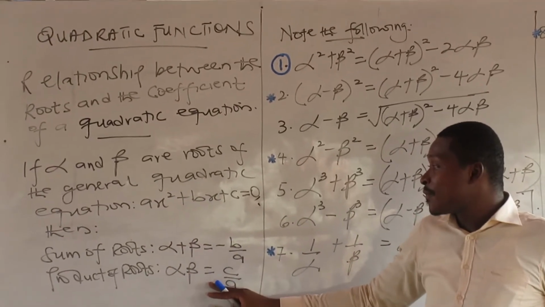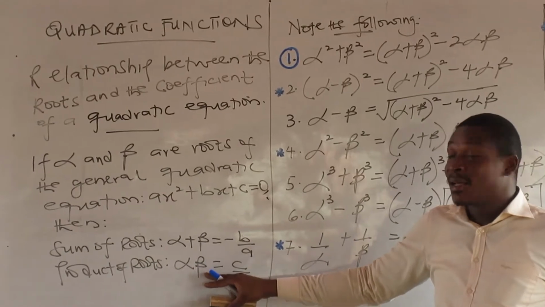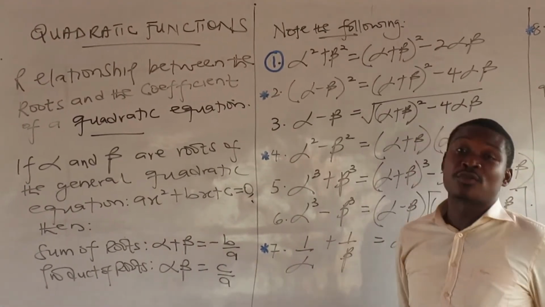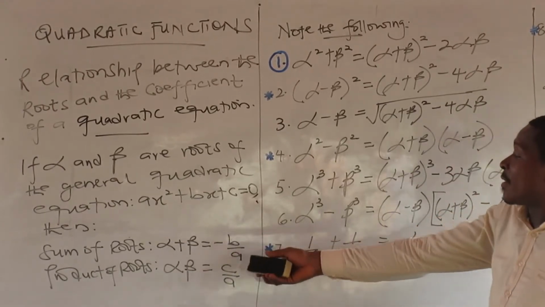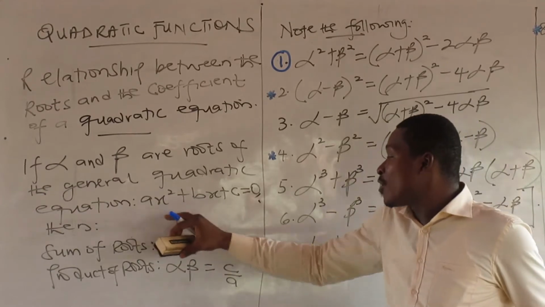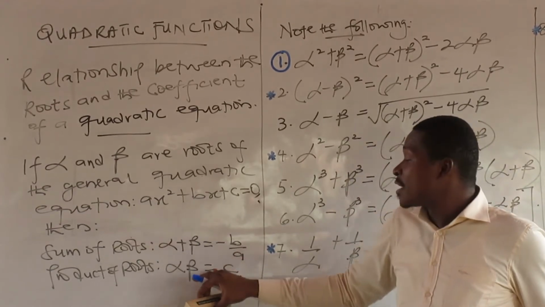Product of roots. When you compare, c over a is your product of roots, right? So there is a relationship linking them. The sum of roots is minus b over a. It will give you the sum of roots, right? This is the product of roots.